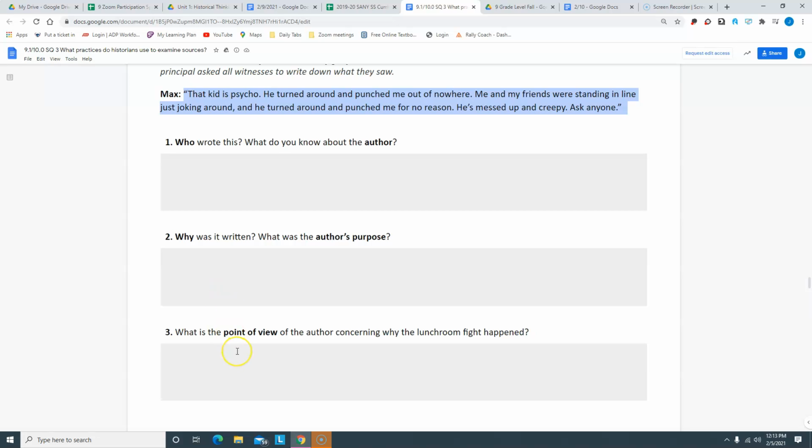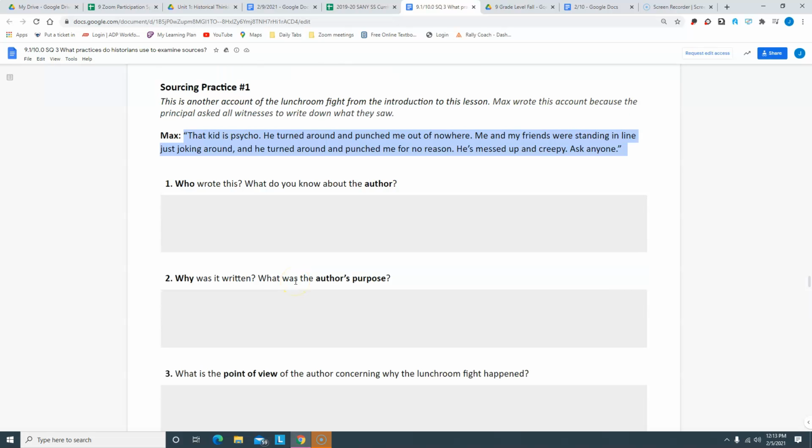And question 3. I want you to tell me, what is the point of view of the author concerning why the lunchroom fight happened? What is Max, based on his quote up here, telling us his point of view or opinion is of the lunchroom fight?